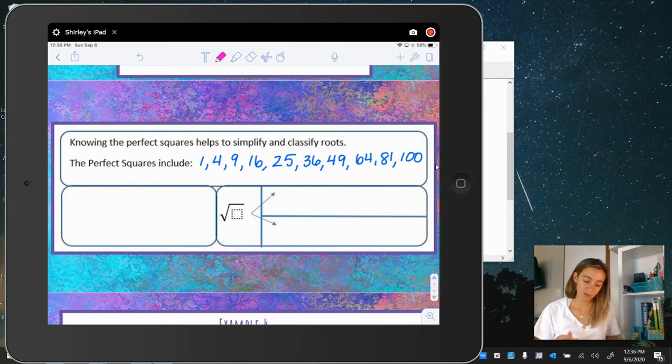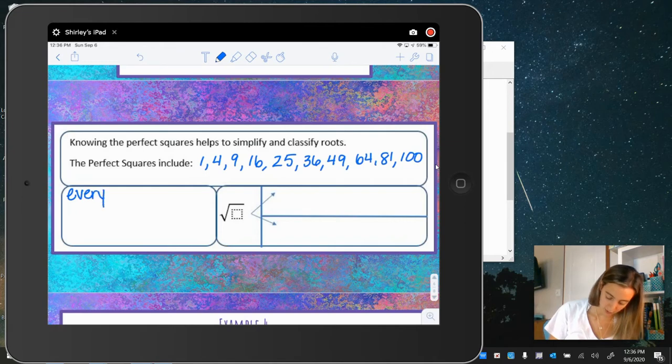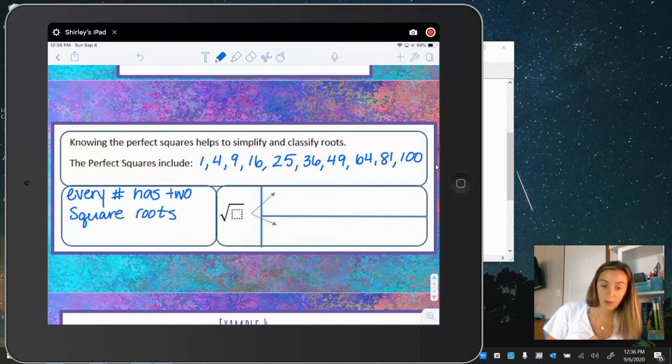Okay. Whenever we're talking about perfect squares, we want to specify that every number has 2 square roots. Okay. So what that means, if, for example, I take the number 49, so I want to know what the square root of 49 is. So that's just asking me what times what gives me 49. Well, we already know that that is going to be 7 times 7 equals 49.